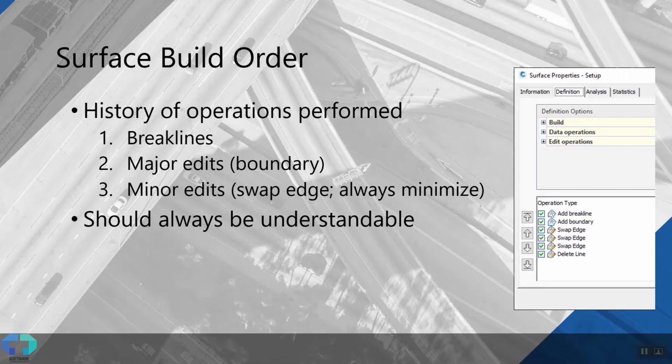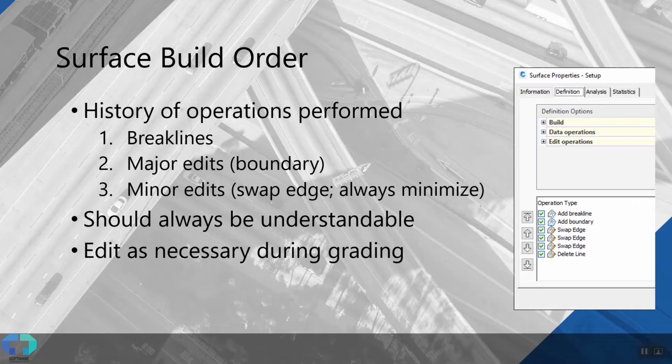How many people have opened a surface definition and found like 10,000 operations, and it's like swap edge, delete line, add point, all this kind of stuff, right? How many people have graded that way, where they did 10,000 things to their surface? There's a better way, and I'm going to hopefully explain that today. This build order, we can edit while we're grading. If I added a boundary and then I added more break lines, but the boundary should come after them, I can come in here and change that build order. Okay?